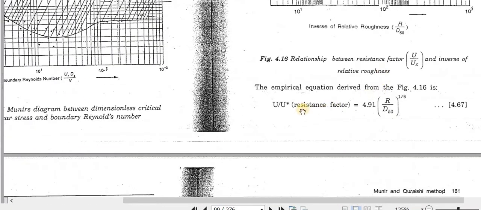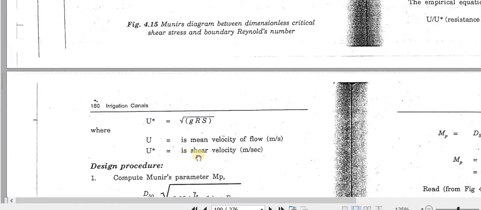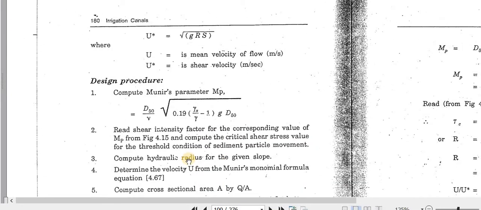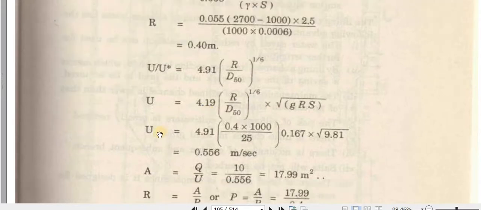So U over U steric, that equation is here. That is called the resistance factor, and it is related to R over D50. U steric is equal to the square root of GRS, the shear velocity, and U is the mean velocity of the flow. From this we can calculate U over U steric. U steric is equal to the square root of GRS. We now have R, and we have every parameter.